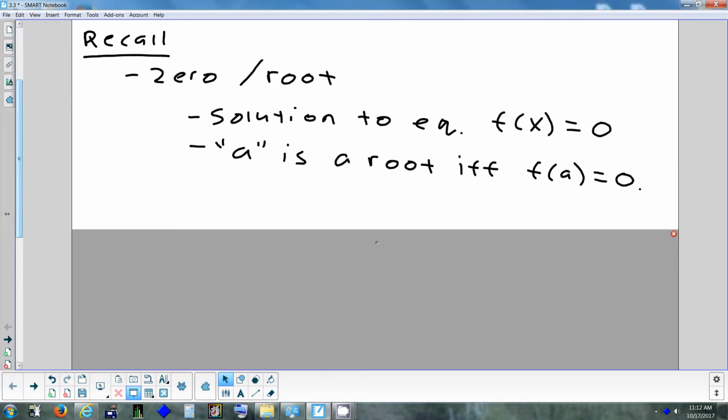Also, if you plug in a number and get 0 for y, that also means it crosses the x-axis at that spot. And what's that called, where something crosses the x-axis? Yep, intercept. It's an x-intercept.